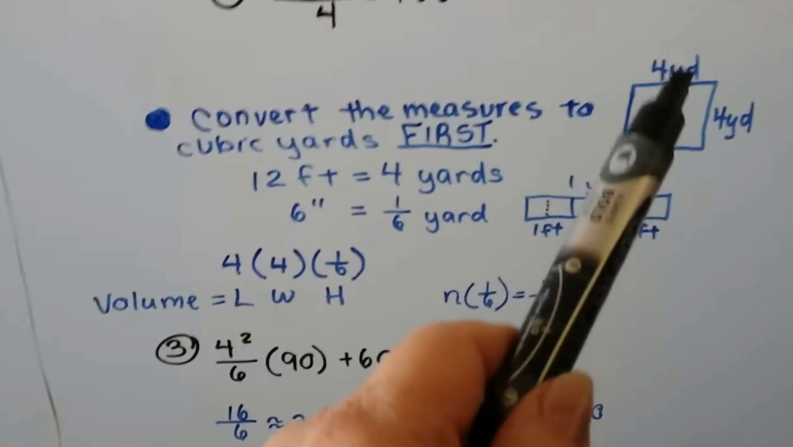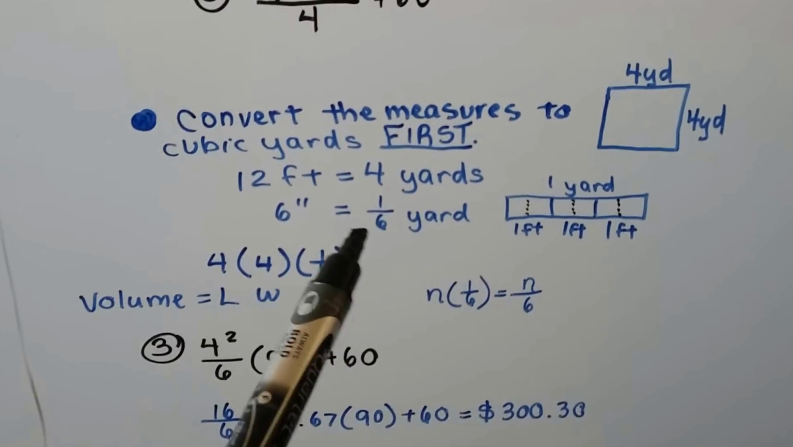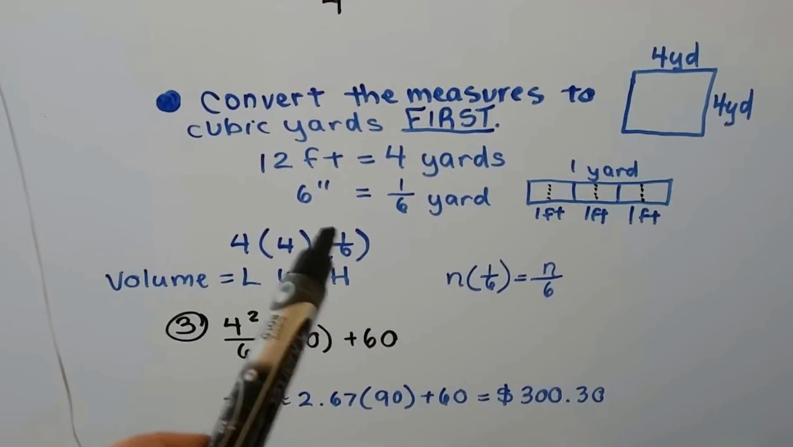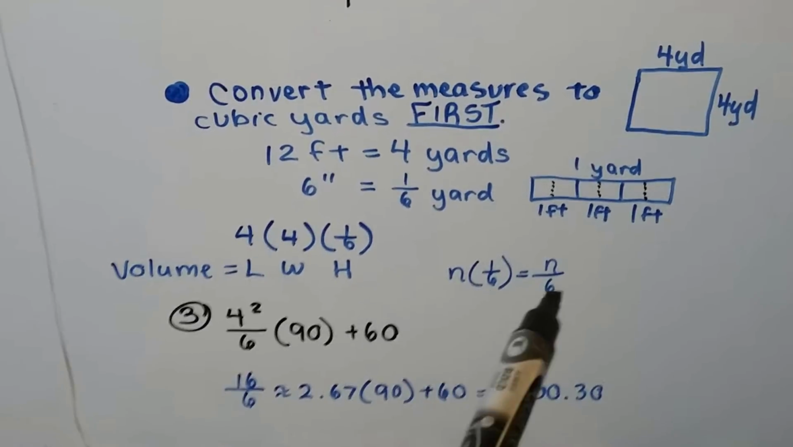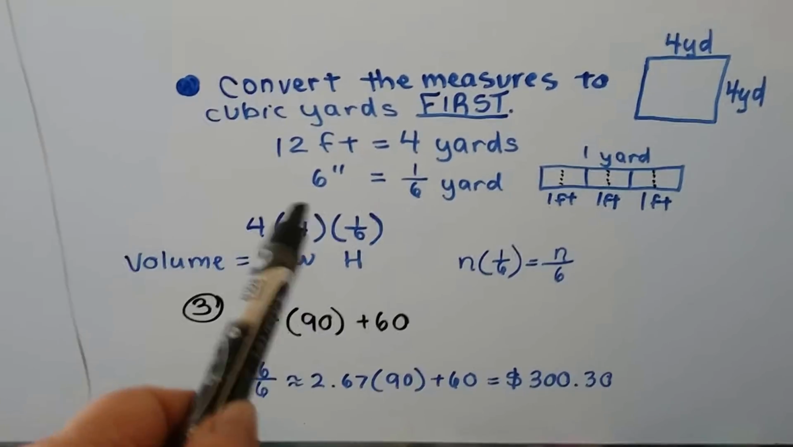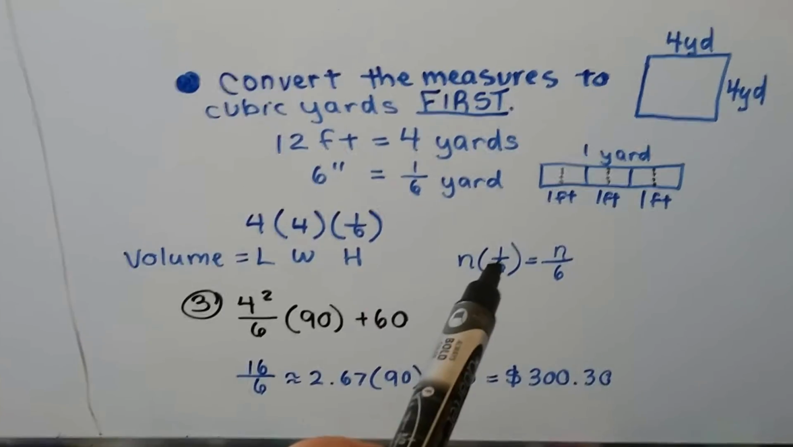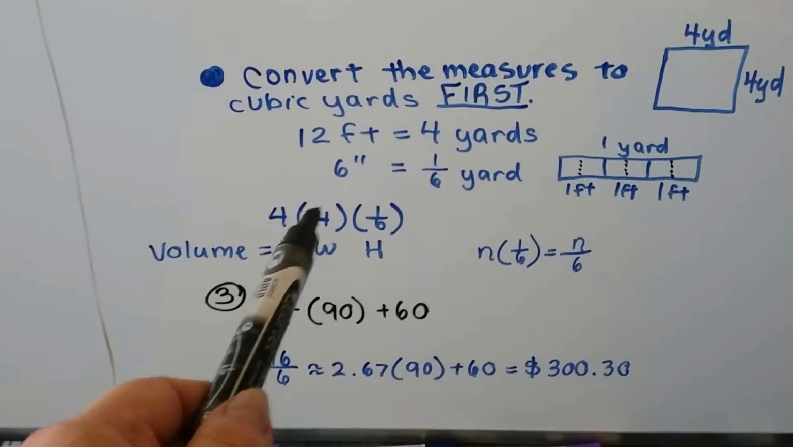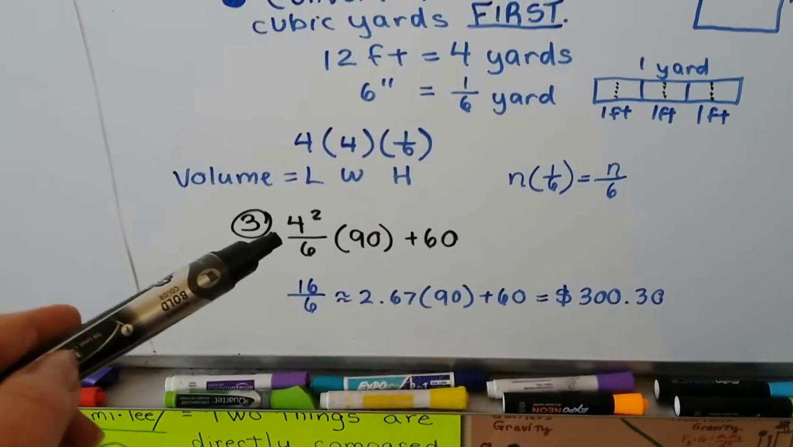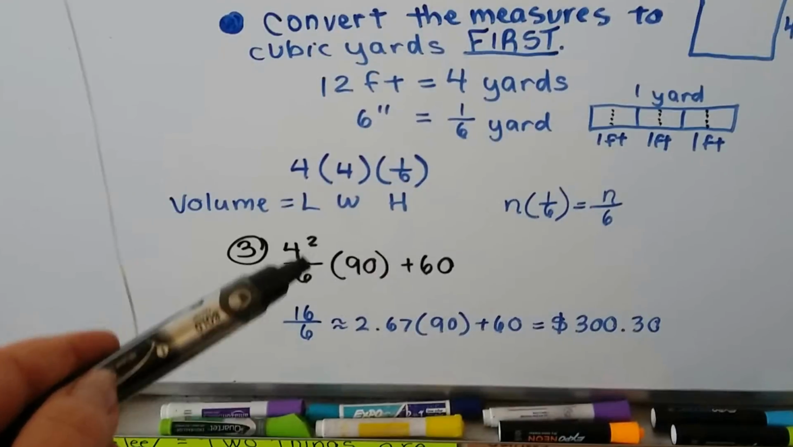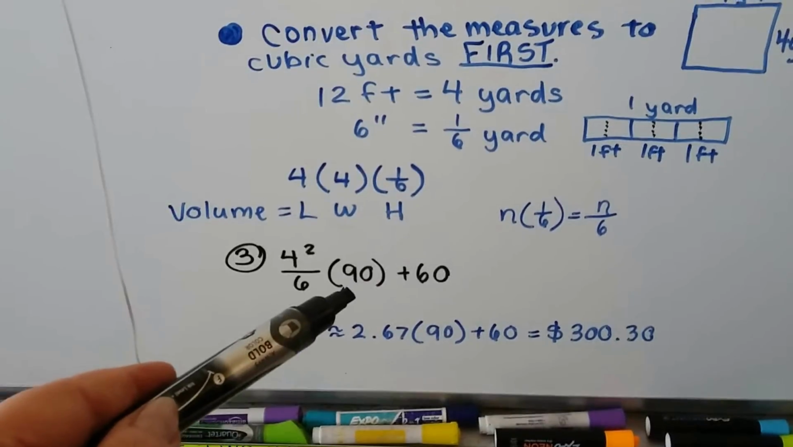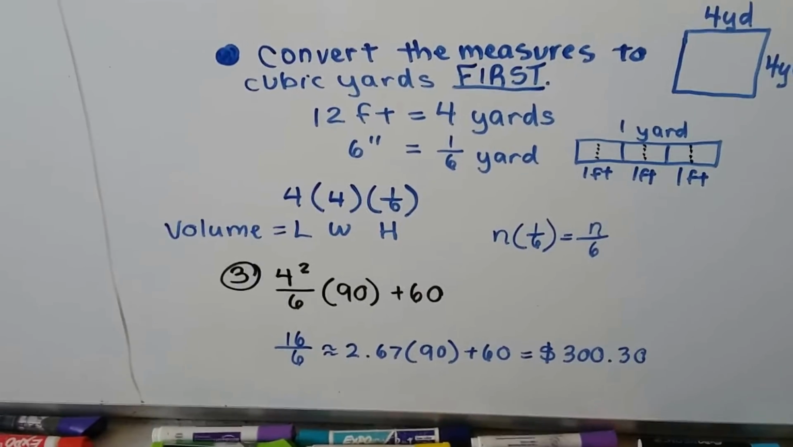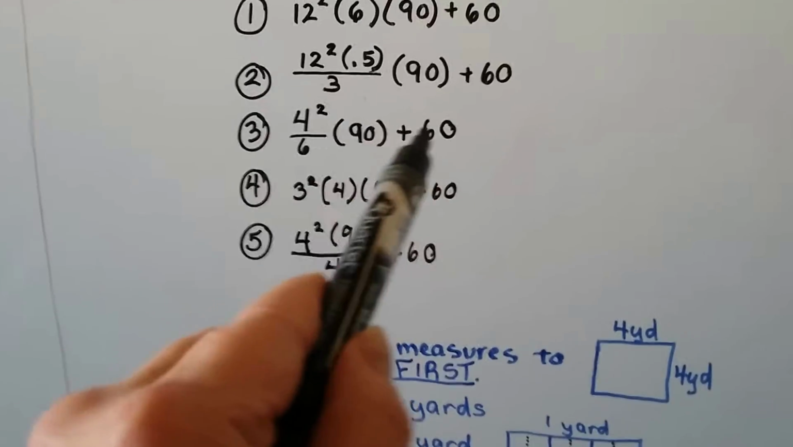So now we've got 4 times 4 times 1/6 for length, width, and height in yards. And remember, because that's a unit fraction, we can just divide it by 6. So instead of taking 4 times 4, which is 16, and multiplying it by 1/6, because it's got a 1 as a numerator, we can just divide the whole thing by 6. We can do 16 divided by 6. So the correct answer would be number 3. It would be 4 squared divided by 6. You multiply it by the $90 per cubic yard, and then you add that $60 fee. And it'd be a little over $300. So number 3 would be the correct answer.